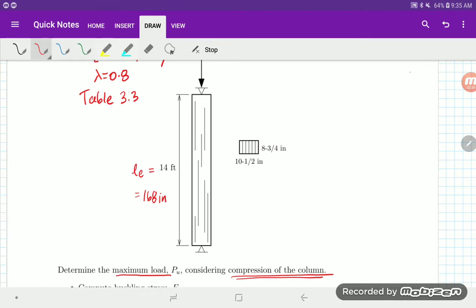And here is our section. X is going to be the strong axis dimension here, and we'll use Y for our weak axis dimension, which means that the depth of the member is going to be 10.5 inches. That's that one there. And about the y-axis, so the distance in the x direction, that's going to be our breadth, and that's going to be 8.75 inches.